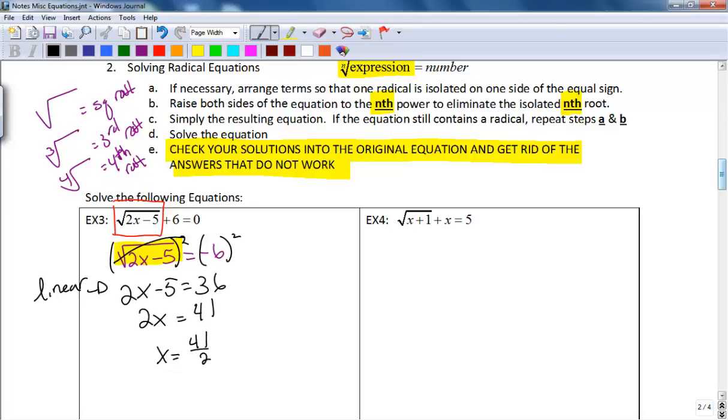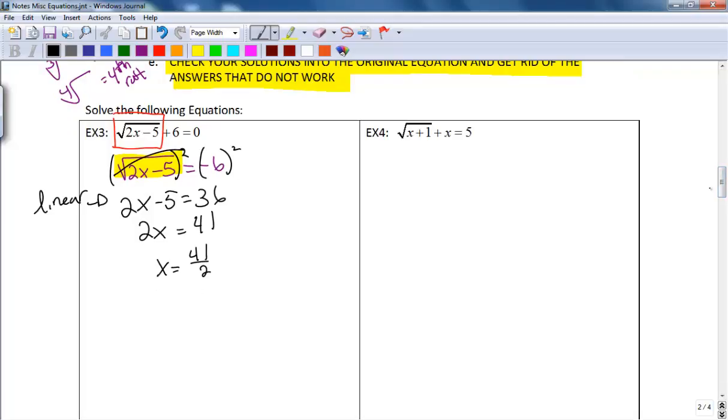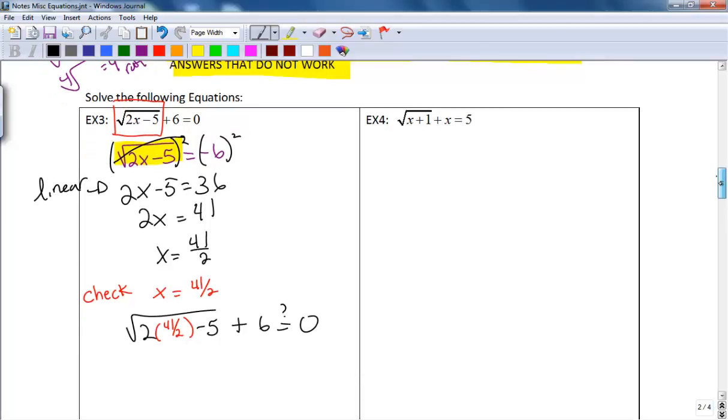The very last step tells us to check our answers. We have to check our answers because it's possible that we might have these things called extraneous solutions. So let's go ahead and check our answer to see whether or not we need to discard this. So I'm going to check x equals 41 over 2. I'm going to plug x equals 41 over 2 into the equation to check. So I have the square root of 2, instead of x I write this 41 over 2, and then minus 5, plus 6, and I always like to put a question mark because I'm checking. I want to see if this actually equals 0.